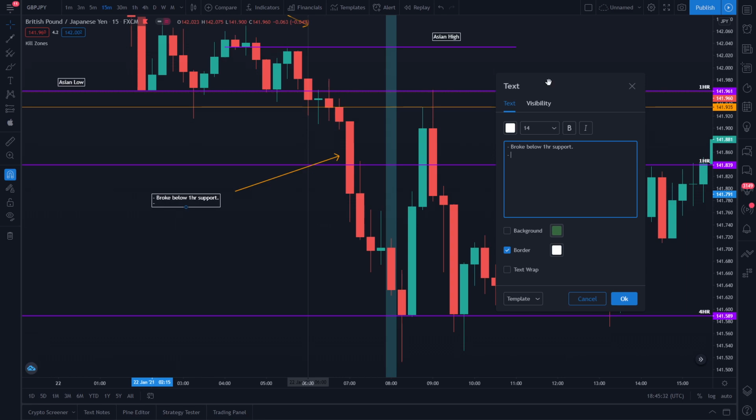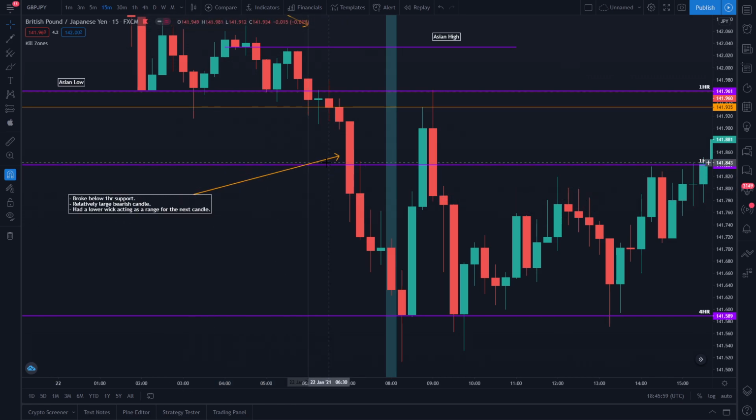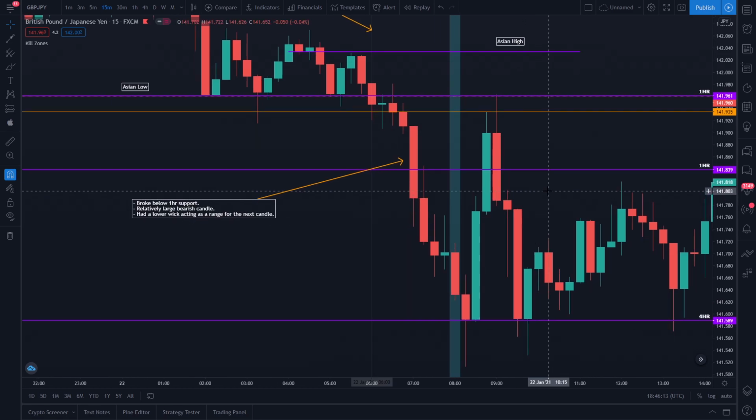It was a relatively large bearish candle, and importantly, it had a lower wick acting as a range for the next candle. So three pieces of information. It broke below this 1-hour support. It's quite a strong candle with quite a lot of volume, so an indication that the volume is starting to kick in. And we do also have this lower wick to act as a target, which is actually 5 pips. So that's pretty respectable in terms of a wick fill target.